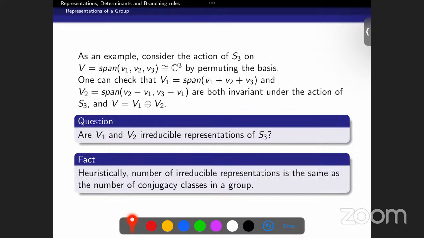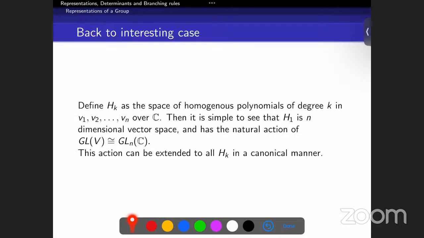So heuristically, what we know is that the number of irreducible representations is the same as the number of conjugacy classes. And this number is exact when we are talking about finite groups. Over there, we have something like a duality. I mean, not a very exact duality, but the number of irreducible representations is exactly the same as the number of conjugacy classes. But when we go to more interesting cases like Lie groups, this doesn't hold.